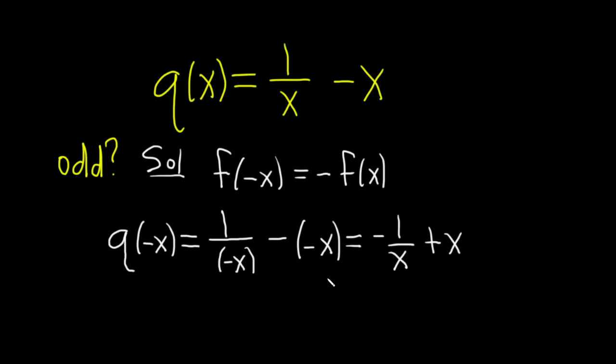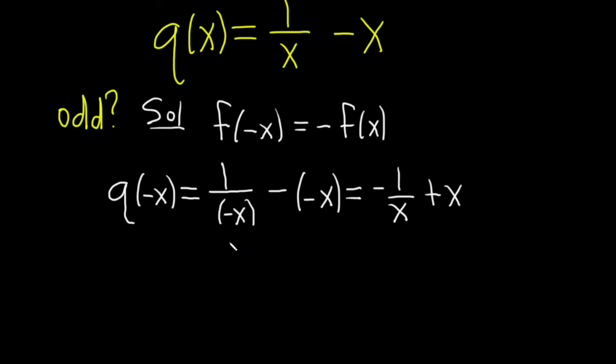So we want this to be equal to negative q of x, right, if it's going to be odd. So what we can do now is factor out a negative 1. So this is equal to, pulling out a negative 1 times parentheses. So if we pull out a negative 1 from this first term, we're just going to have 1 over x. And if we pull out a negative 1 from this piece here, well, in order for this to work, this has to become a minus x.